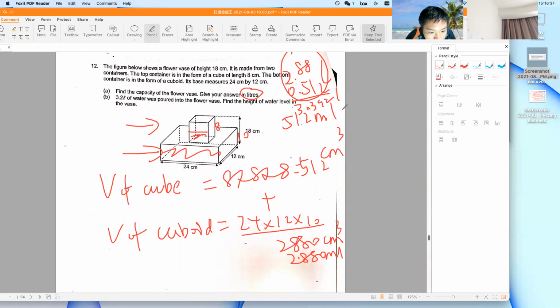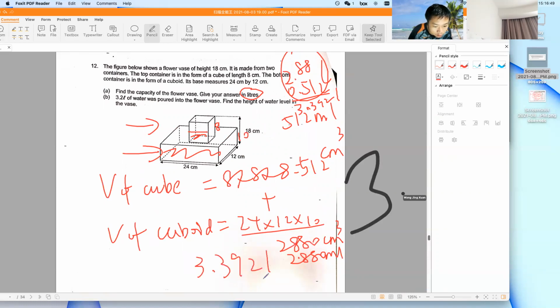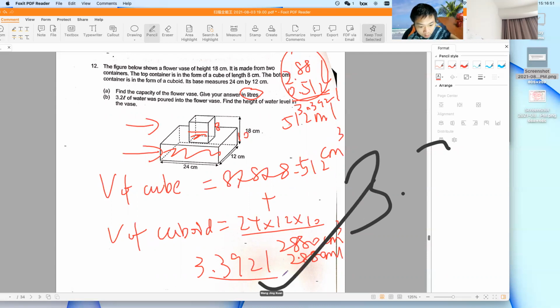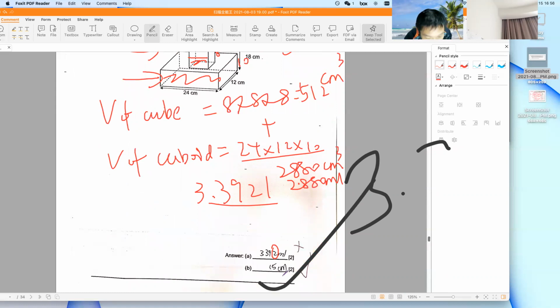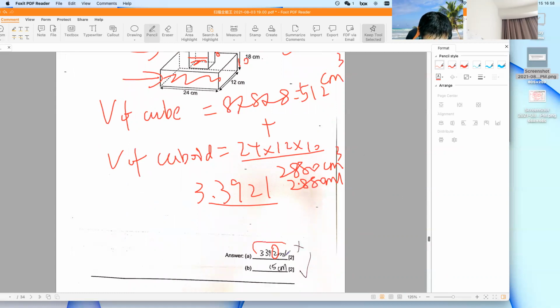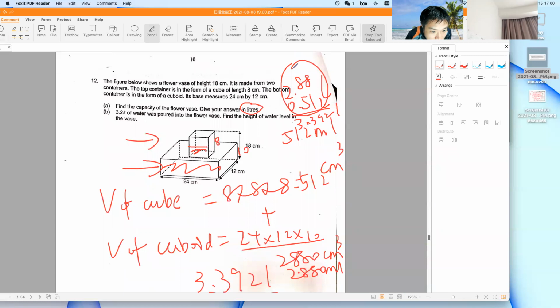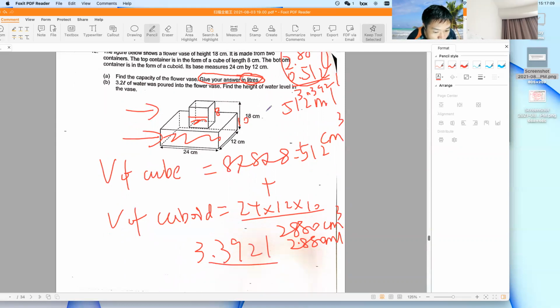What's your answer, by the way? What's the correct answer in the answer sheet? Can you help me check? It should be 3.392 liter. Correct. Then your answer is also correct. You need to answer the question in liter. So you need to read the question. You basically did not read the question.